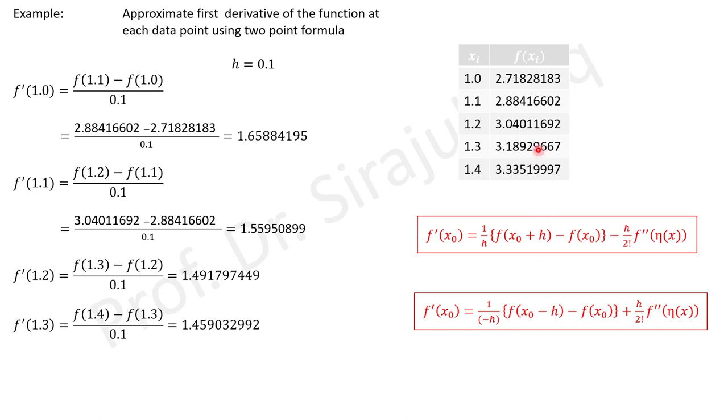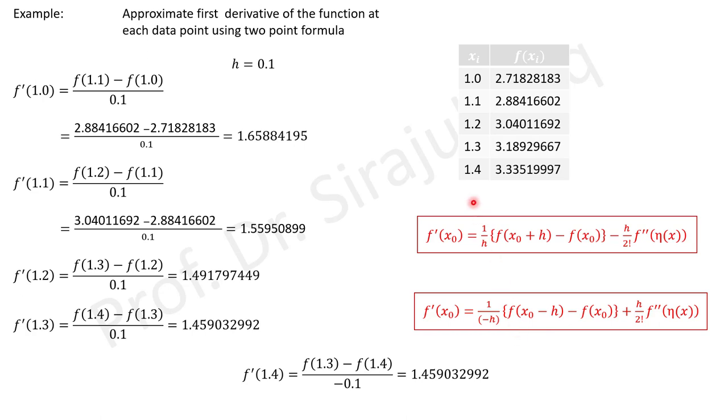It is available there. That's the reason we are using this alternate form of the formula, where h has been replaced by minus h. X naught minus h will be 1.4 minus 0.1 is 1.3 minus f of x naught divided by minus h, and this gives you the same value. You can see these two values are the same. Here I use the backward formula, and here I use the forward formula. And the reason is that the values we are getting are the same.